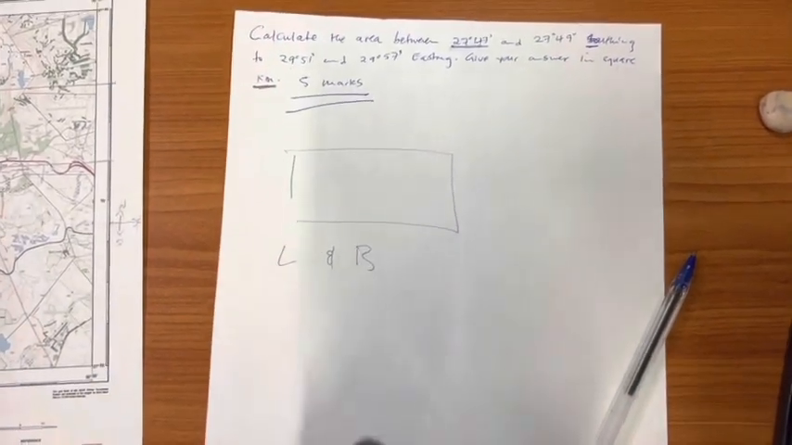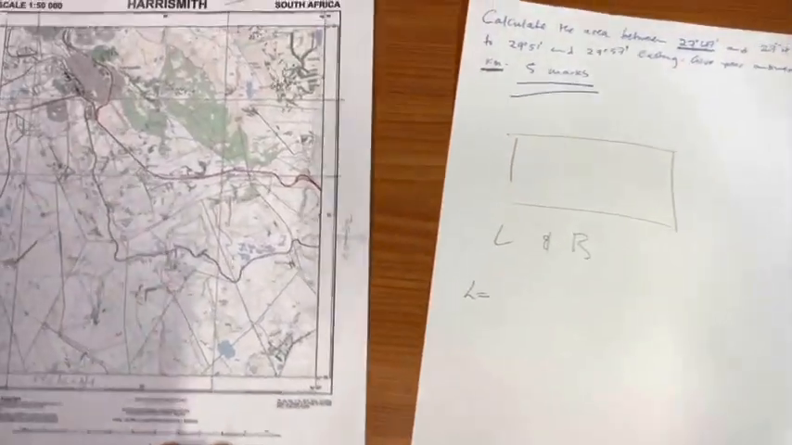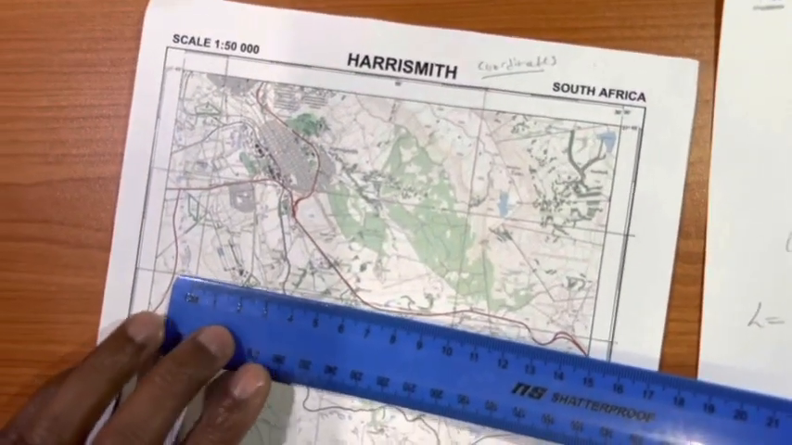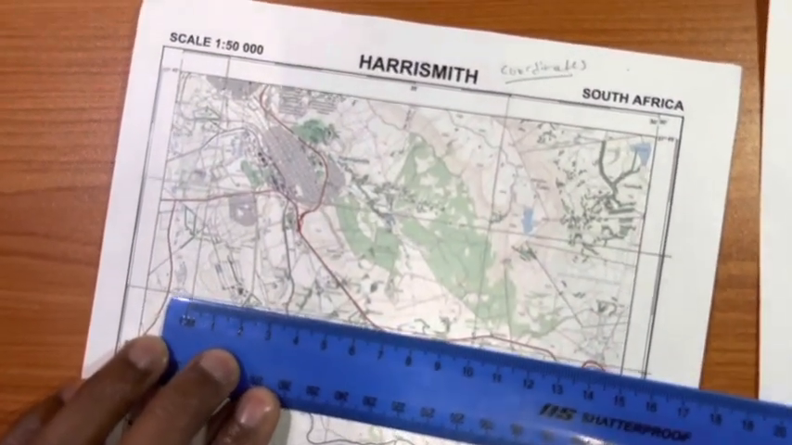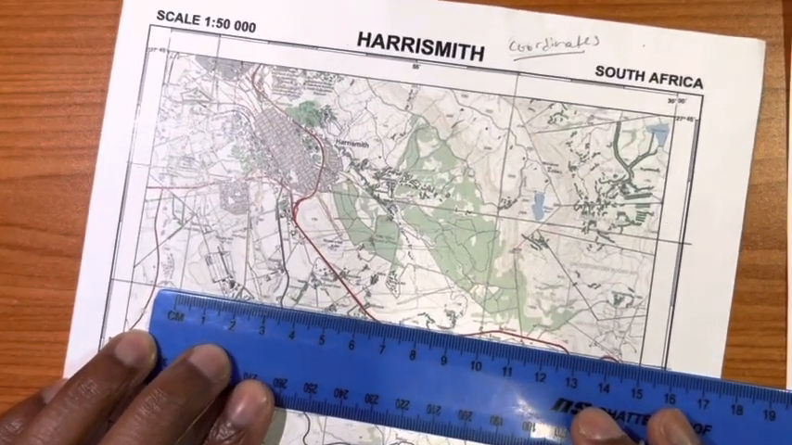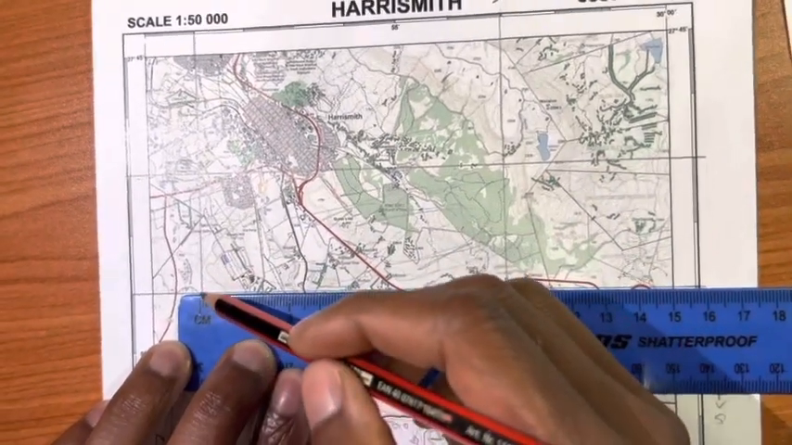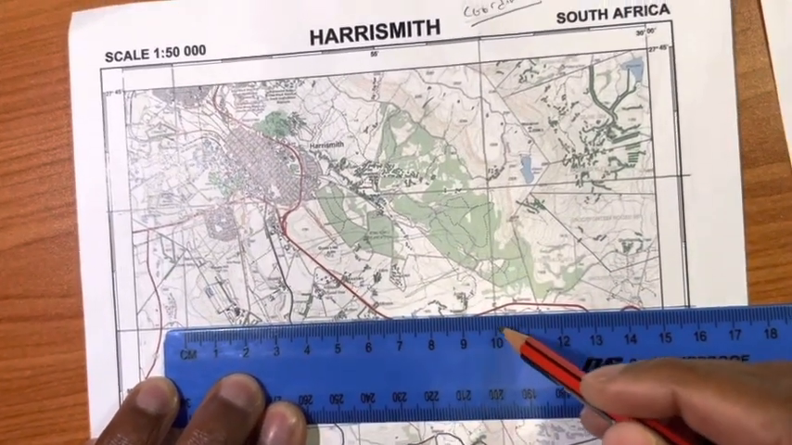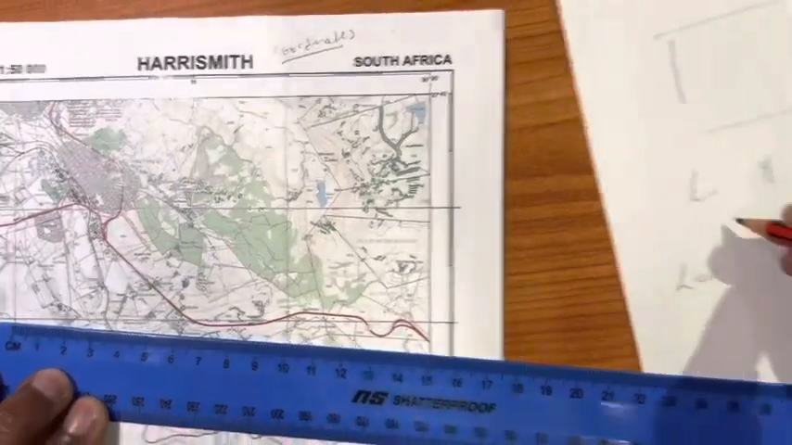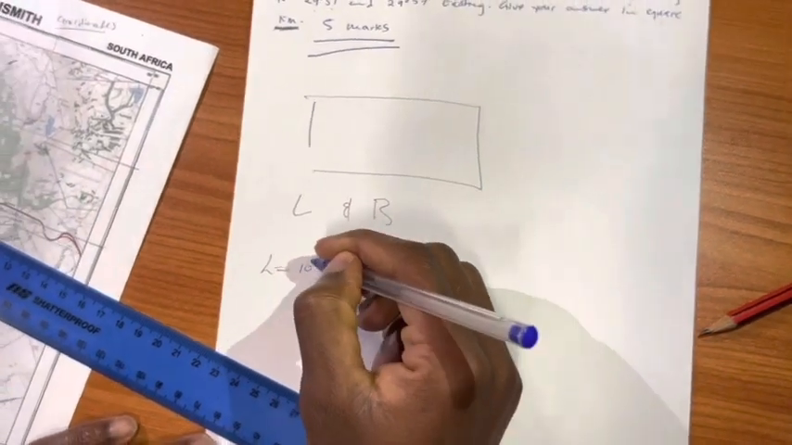So you can start by saying, okay, my length. How do you calculate your length? You take your ruler, you measure from the bounded area. You can measure from here, the longest side from 0 with your ruler up to here. It's giving me 10. Is it centimeters?